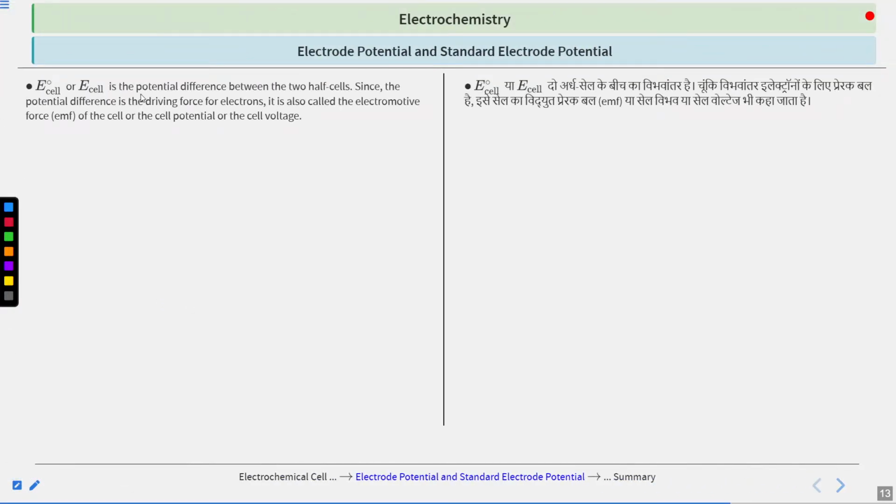Now E naught cell or E cell is the potential difference between the two electrodes. So now we are taking the whole cell. Initially we were talking about the electrode potential of the half cell. Now, if you take the difference between those two, then it is called the E naught cell or the E cell. If it is standard condition, then E naught; if not standard condition, then E cell. So this is called the standard EMF of the cell or the EMF of the cell. Clear? Or the cell potential or the cell voltage.